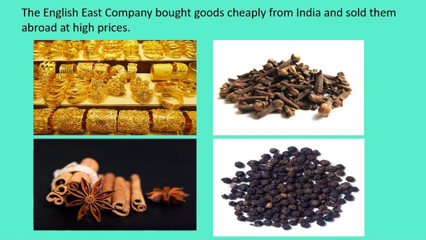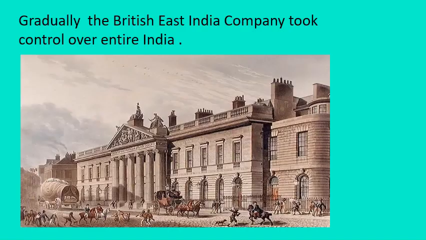The English East India Company bought goods cheaply from India and sold them abroad at high prices. As a result, the company earned huge profits. The company established factories in various Indian towns. To show that they were protecting these factories, a number of forts and armies were maintained by the British. Gradually, the British East India Company took control over entire India.